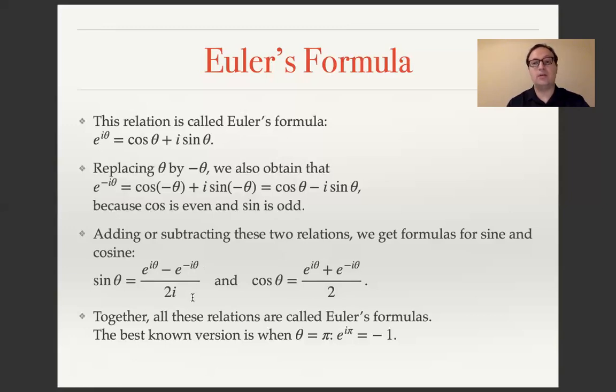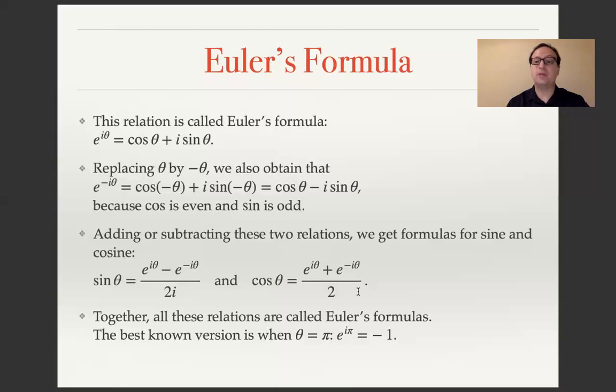So either way, we actually have at least 3 relations. e to the i theta is cosine theta plus i sine theta, and then 2 more relations that express sine and cosine in terms of complex exponentials. Sine theta is e to the i theta minus e to the minus i theta over 2i, and cosine theta is e to the i theta plus e to the minus i theta over 2. These relations are called Euler's formulas.